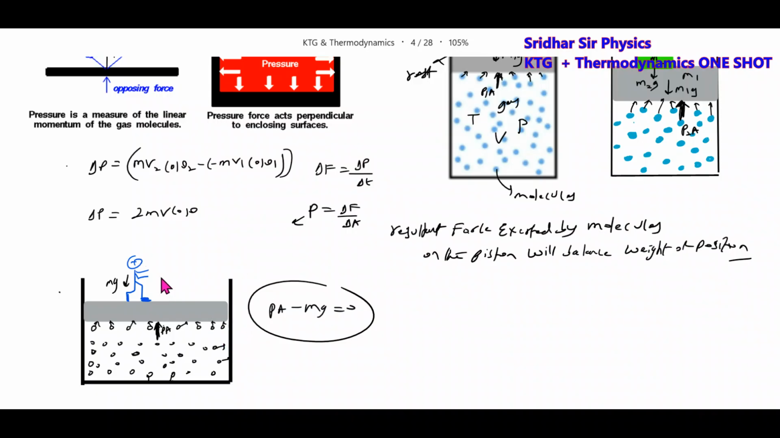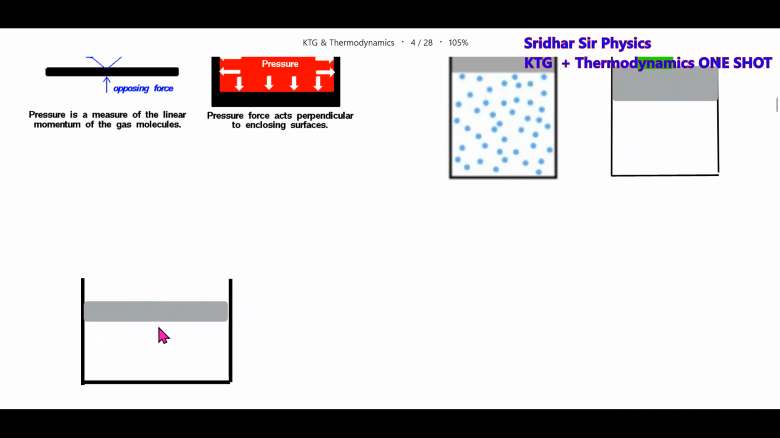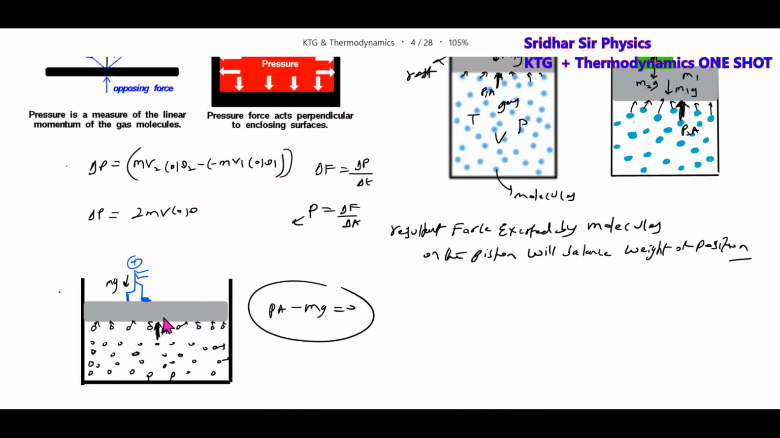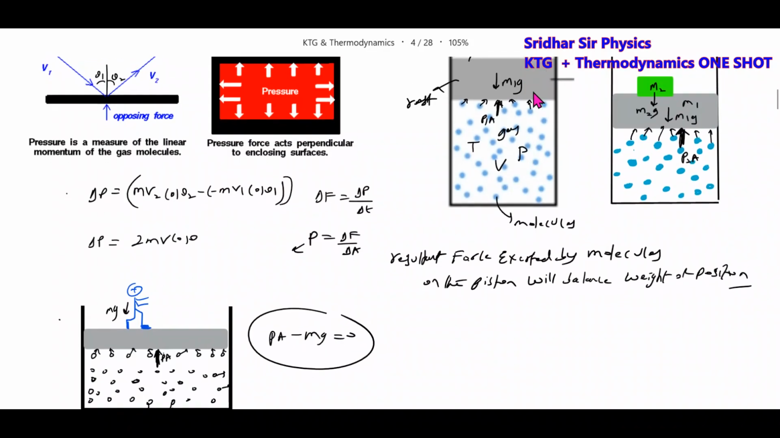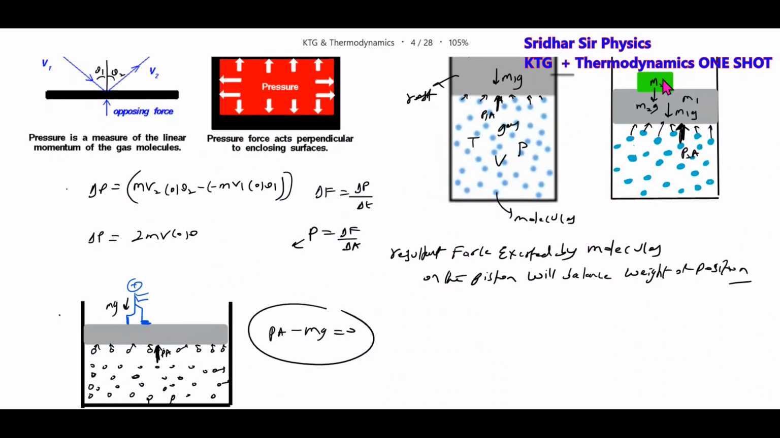If one more person comes, then more number of collisions will occur. If one more person stands, more number of collisions. More collisions, more force. More force means more pressure. That's the basic idea. So when you add load, more number of collisions will take place here. Because more weight has to be balanced, more pressure force is needed, so more molecules should collide.